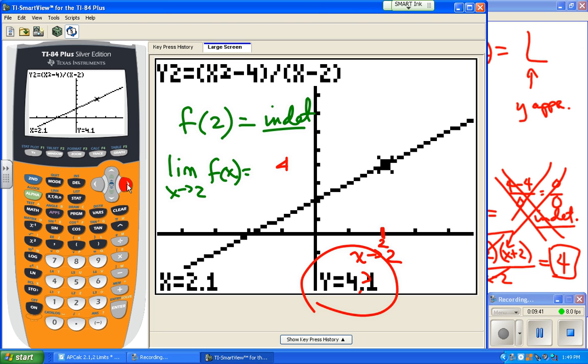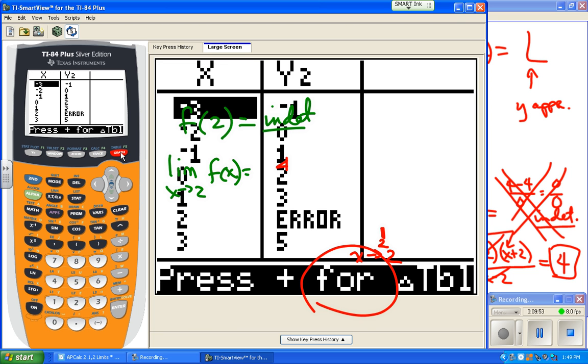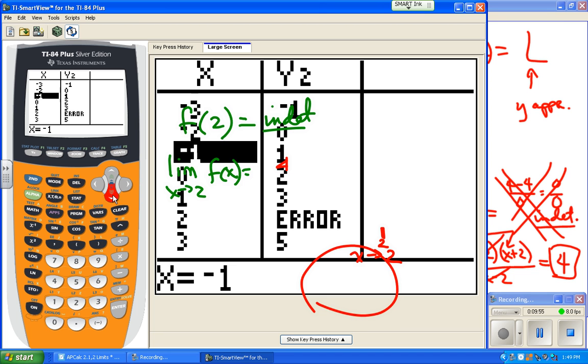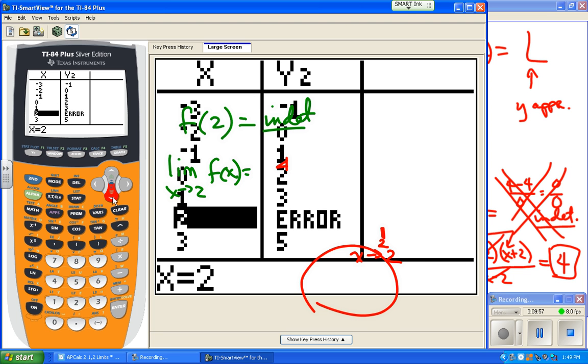4.1 for the y value. Well, I'm sure you're thinking to yourself, what number would be nicely between 3.9 and 4.1? Well, I'm going to go with 4. Now, you could see this also in the table, but the problem is it doesn't get as nice and tight.